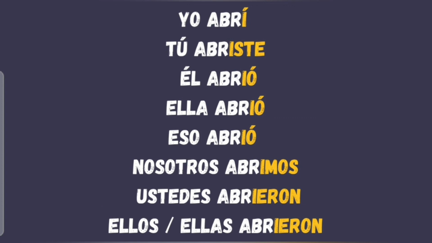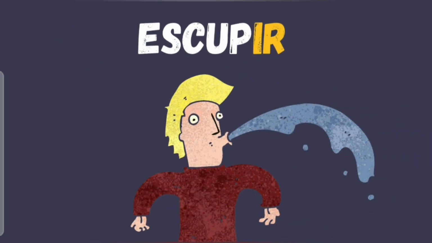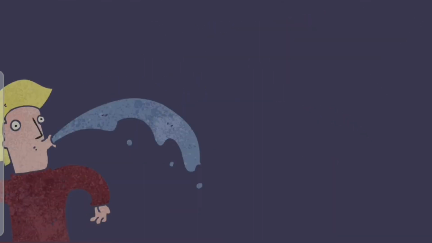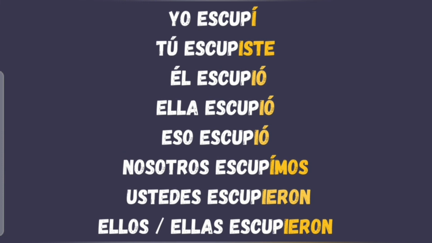Now let's go to another verb. To spit, okay? To spit means escupir in Spanish. Escupir. Now let's see how you have to conjugate this verb in the indefinite past, okay? Yo escupí. Tú escupiste. Él escupió. Ella escupió. Eso escupió. Nosotros escupimos. Ustedes escupieron. Ellos or ellas escupieron, okay?